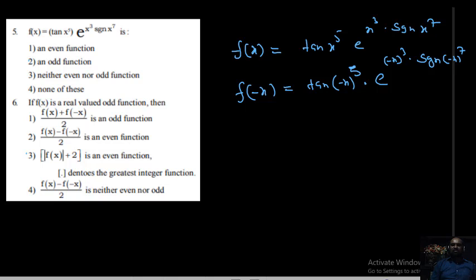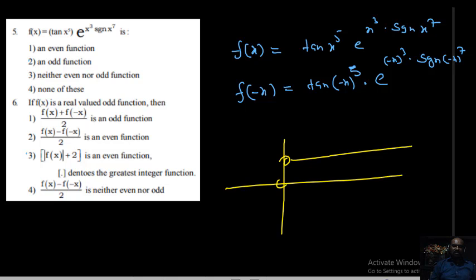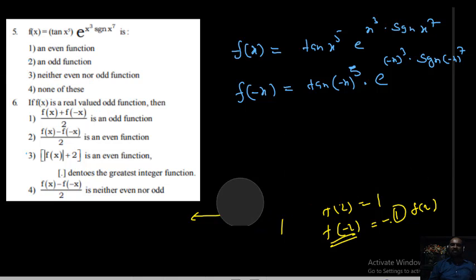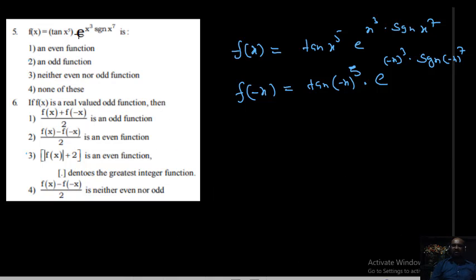Okay, so students, listen here. First of all, you know about the signum function. What is signum of 2? 1. What is signum of minus 2? Minus 1, obviously. So f of minus 2 equals minus f of 2. What is the meaning of that? The signum function is an odd function. That's why here we will get minus 1.